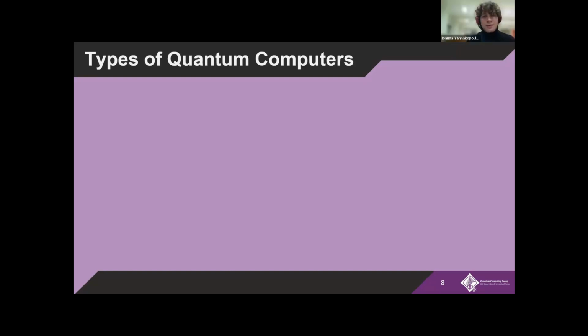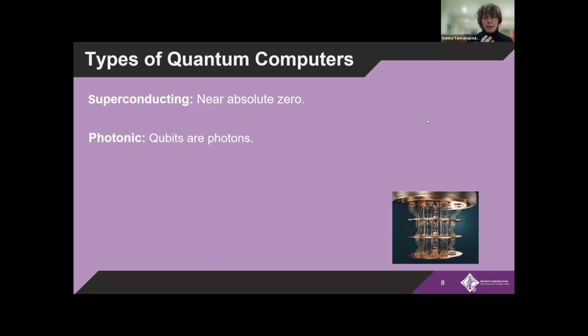Let's begin by talking about types of quantum computers. You may have heard about the basic quantum theories, but there are many ways to implement them in real life. First, there are superconducting quantum computers, which are the most commonly used in current industry as well as research. These quantum computers operate near absolute zero temperatures, so they are quite difficult to scale. You may see them in a shape like a chandelier.